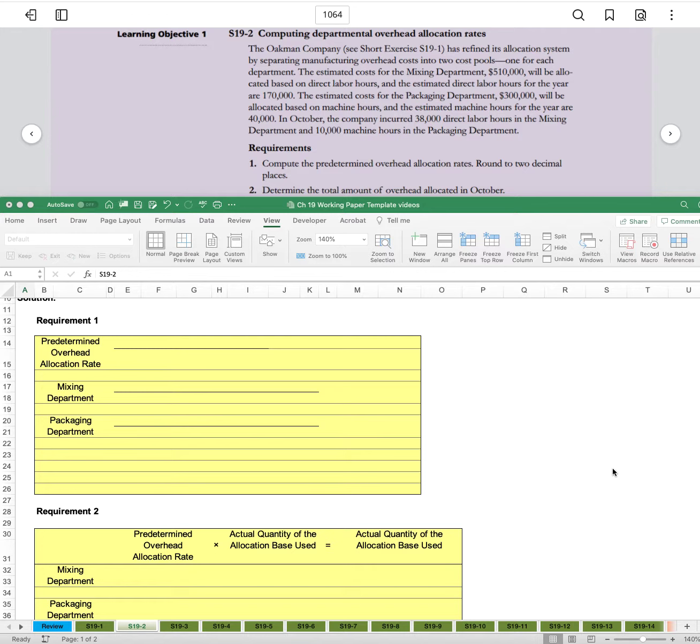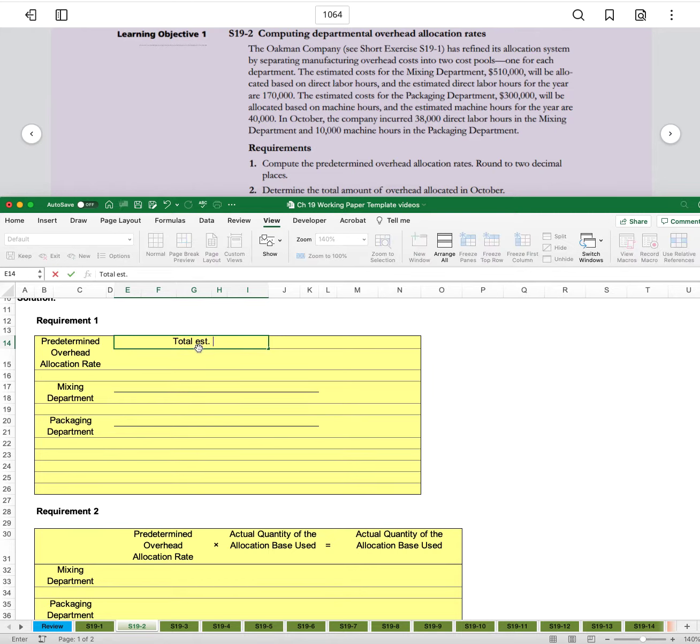The estimated cost for the packaging department, $300,000, will be allocated based on machine hours, and the estimated machine hours for the year are 40,000. In October, the company incurred 38,000 direct labor hours in the mixing department and 10,000 machine hours in the packaging department. Compute the predetermined overhead allocation rate, round to 2 decimal places, then determine the total amount of overhead allocated in October. And so for requirement 1, how do we determine the predetermined overhead allocation rate?